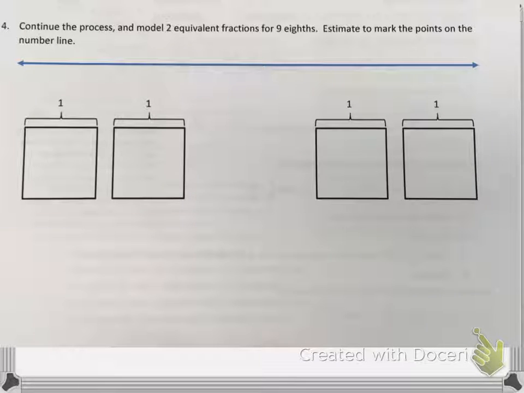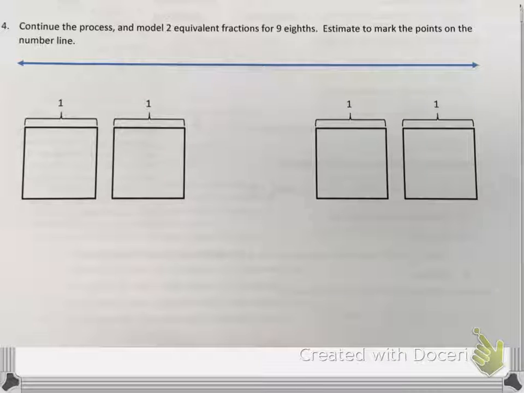All right, let's go to that last problem. Typically, I don't do all the problems, but I think I'm going to start. I really need the kids to work through all of them, and not just be putting the answer up there. Sometimes the kids struggle, so I want to make sure they're working on all of them. Continue the process and model 2 equivalent fractions for 9/8. Ooh, estimate to mark the points on the number line.